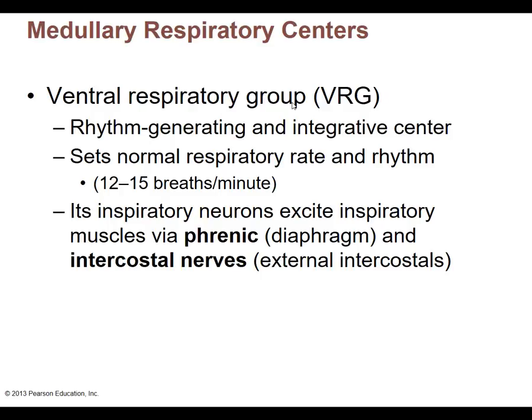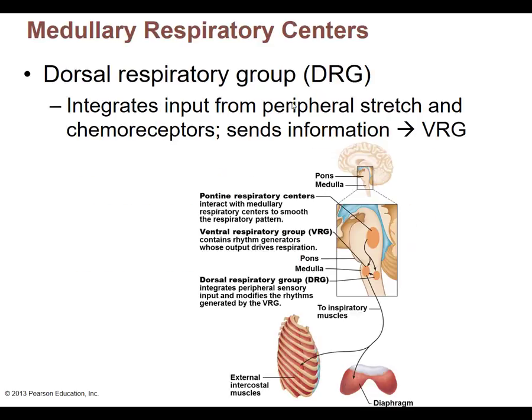The dorsal respiratory group, the one at the back, receives information from our periphery, so different parts of the outside of the body, including part of the lungs as the lungs are stretching, as well as some chemoreceptors found in various blood vessels that detect chemicals like pH and carbon dioxide levels. It just sends that information to the ventral respiratory group, as if to say, all right, you do something about it.